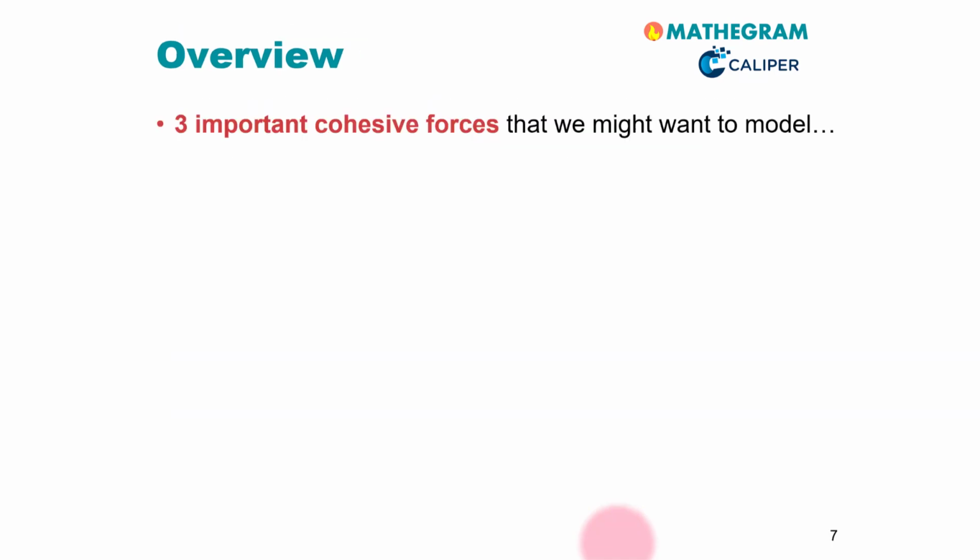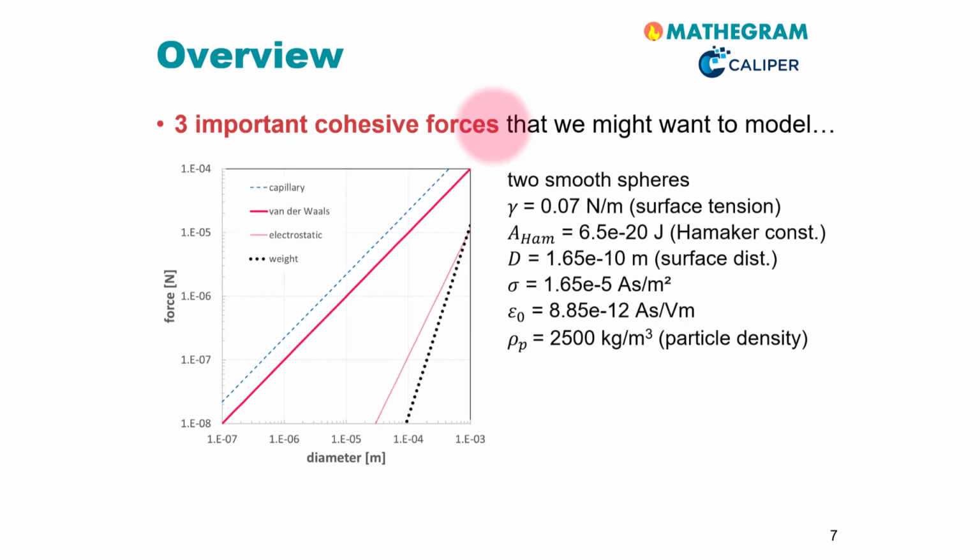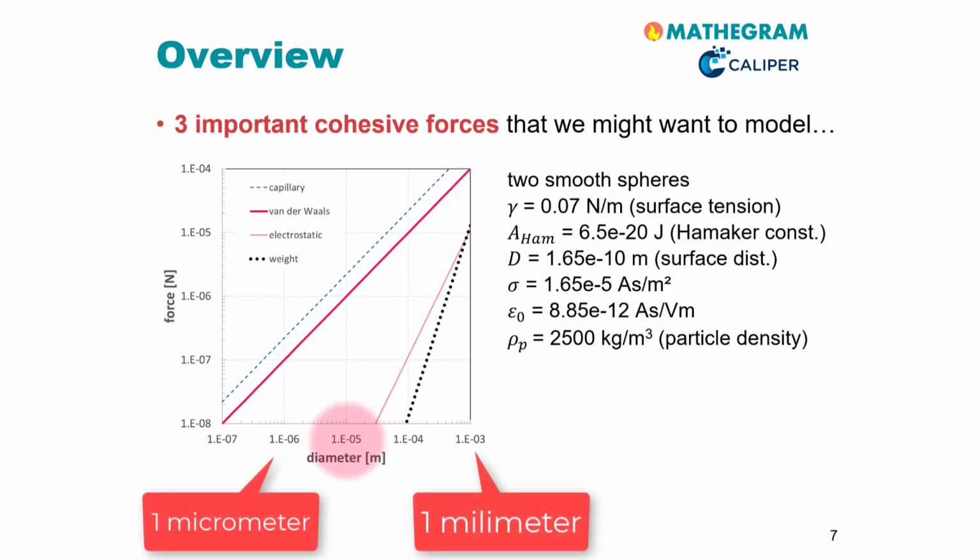To sum up, we have to consider three important cohesive forces when we want to model appropriately the packing of particles. And these are very clearly the capillary forces. We're going to look here at the capillary force between two smooth spheres. This is the surface tension. We will see later how we can calculate these forces. What you see already is that these capillary forces are orders of magnitude larger than the weight of the particles for particles with a diameter of 10 microns. So 1e-5 here is 10 microns.